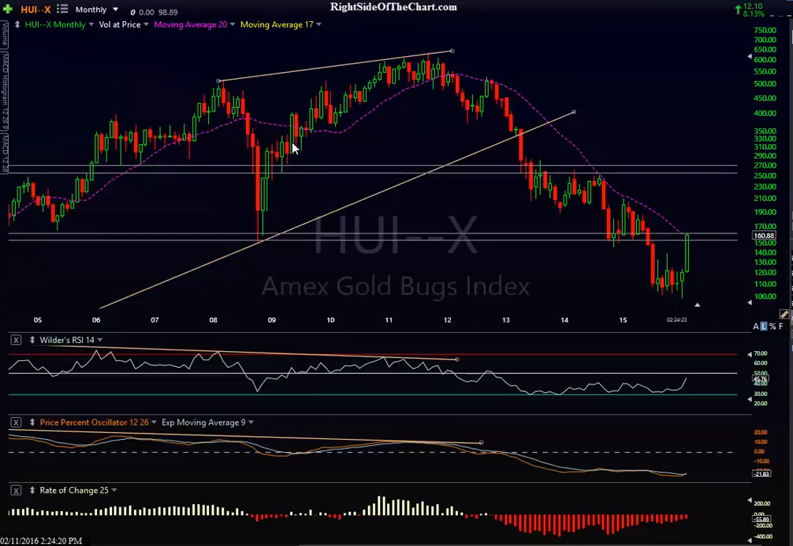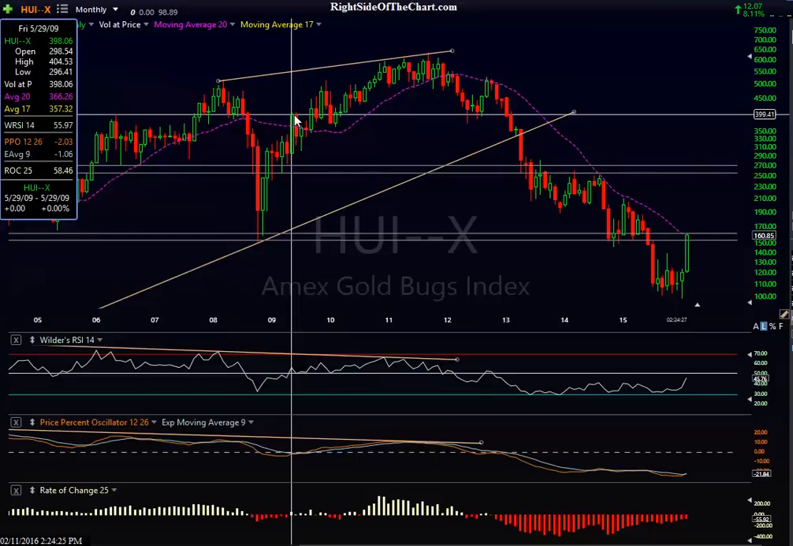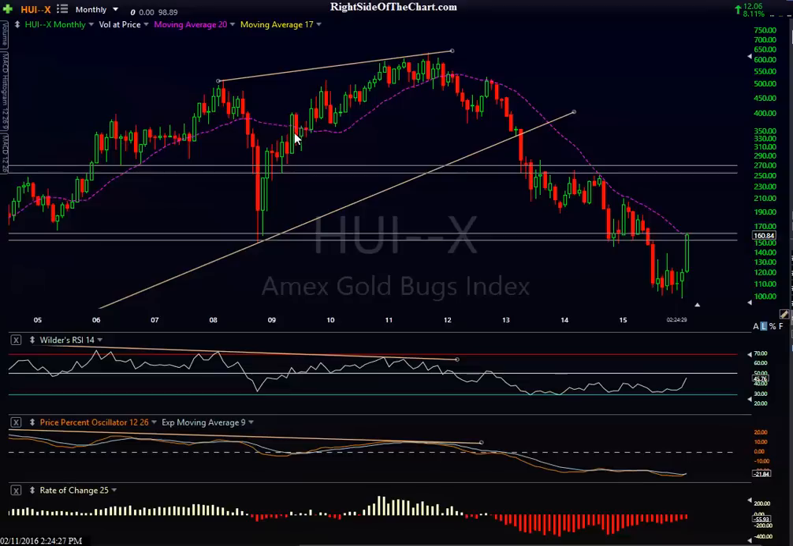And then back here, an impulsive stick. It closed well above the line. And yeah, you had a little fake out the next 2 months, but then back above it. So again, there's nothing perfect. There's a few whipsaws that come in here.